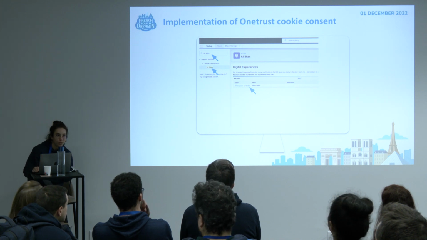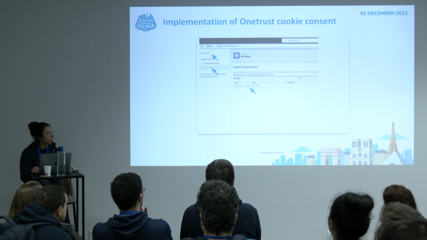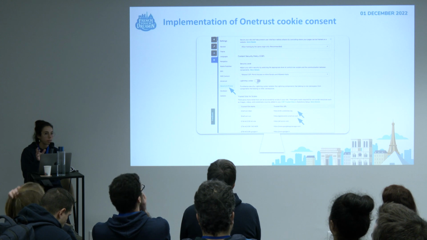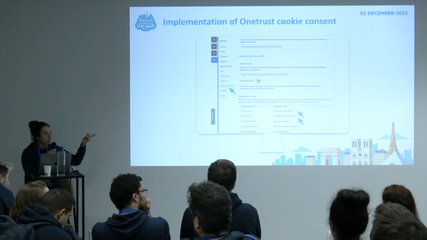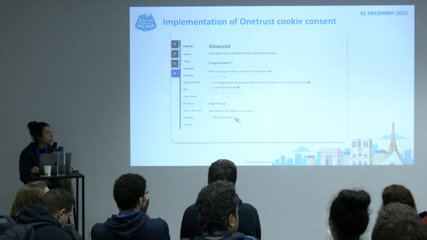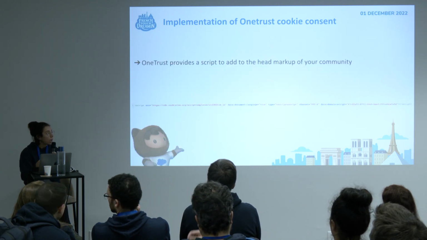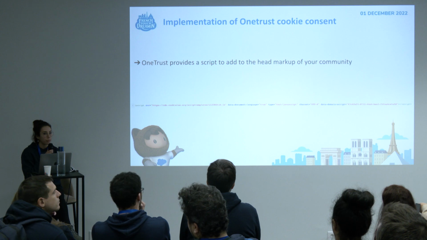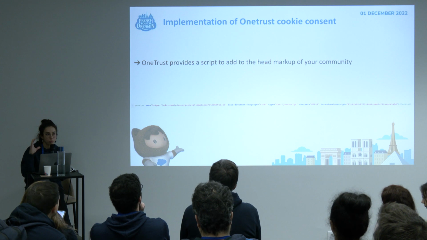Let's just see how you can implement a cookie pop-up on Experience Cloud. It's quite simple. You just have to go to your setup, to your Experience Builder, and then first of all you have to add the OneTrust solution domain to your trusted sites. Once it is done, you just have to go to the advanced settings and hit edit head markup. And OneTrust gives you a script. You just have to copy-paste it at the very top of the head markup. So this is it. You just have to do that to have your cookie pop-up.